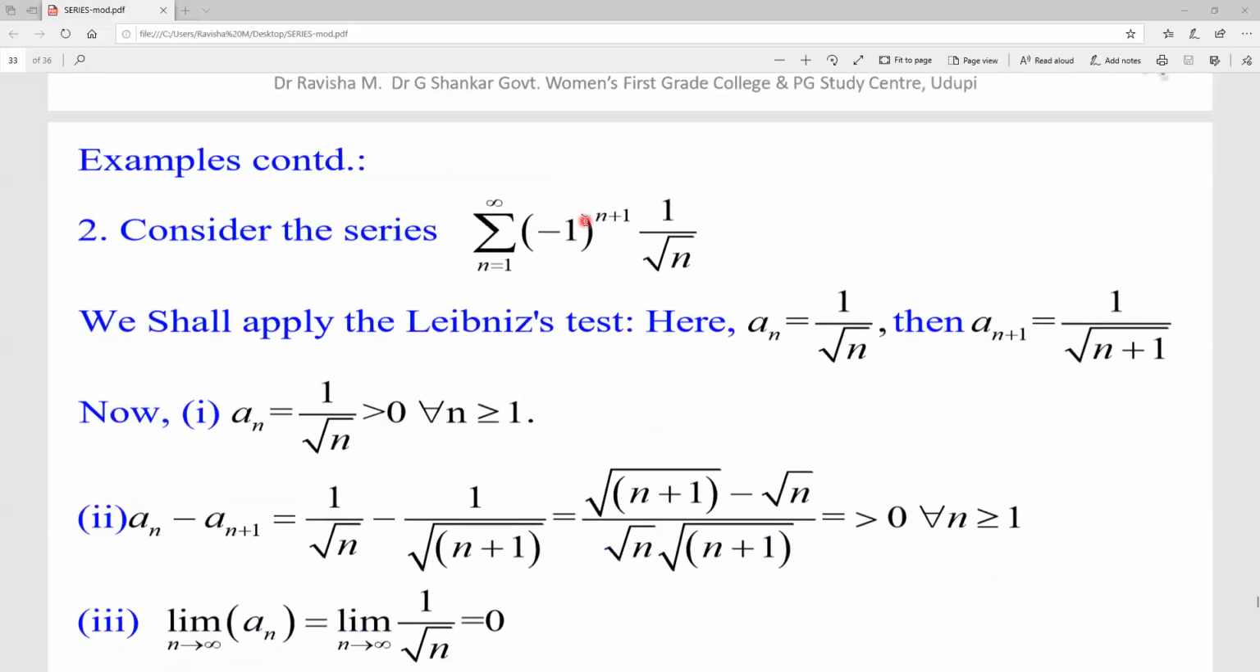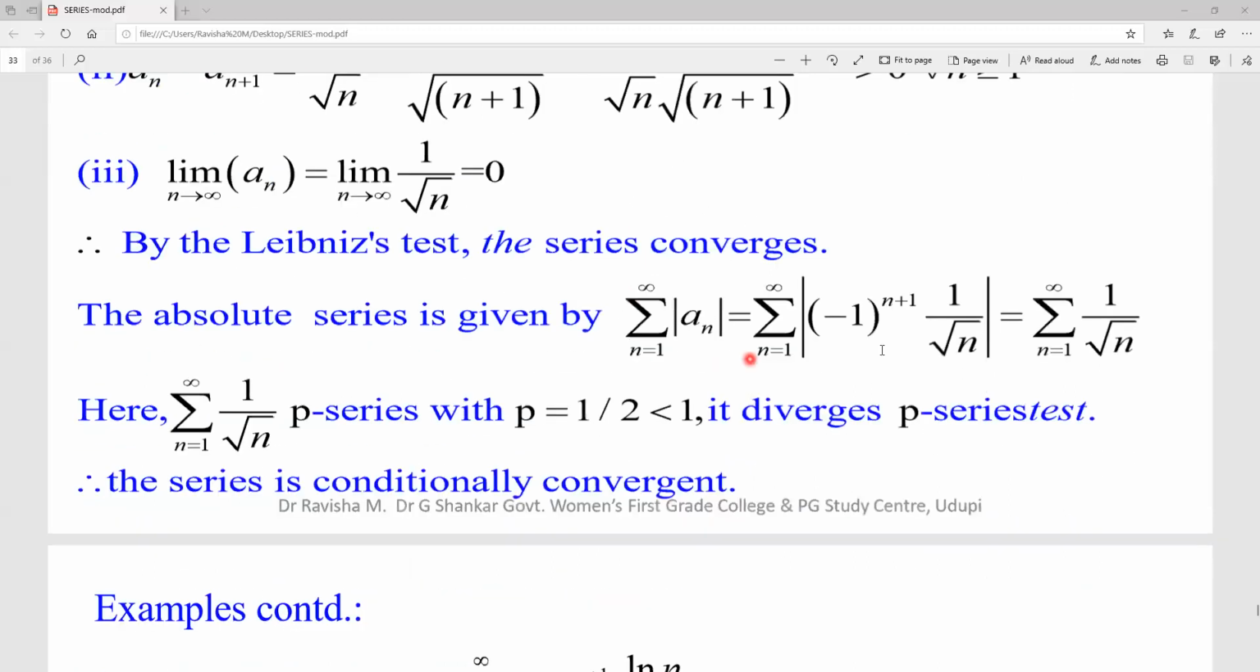Let us see whether the given series is absolutely convergent or conditionally convergent. Now let us take the modulus of the whole series, which becomes a positive series, written here. It is a p series with p equal to half. Half is less than 1, so by using the p series test, the absolute series is divergent.